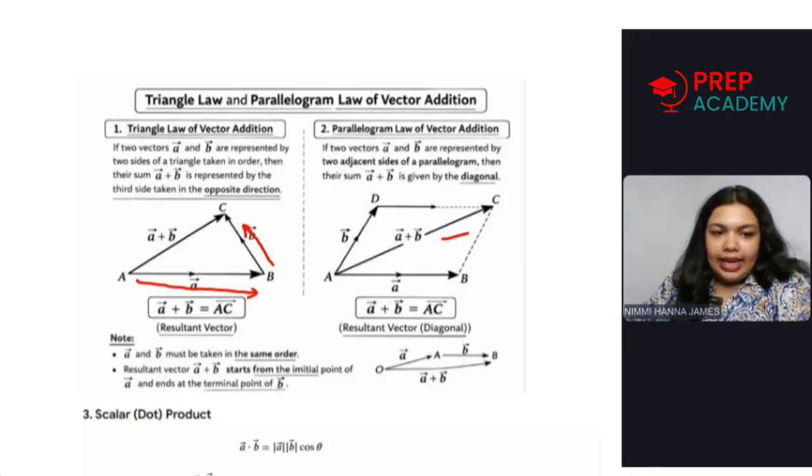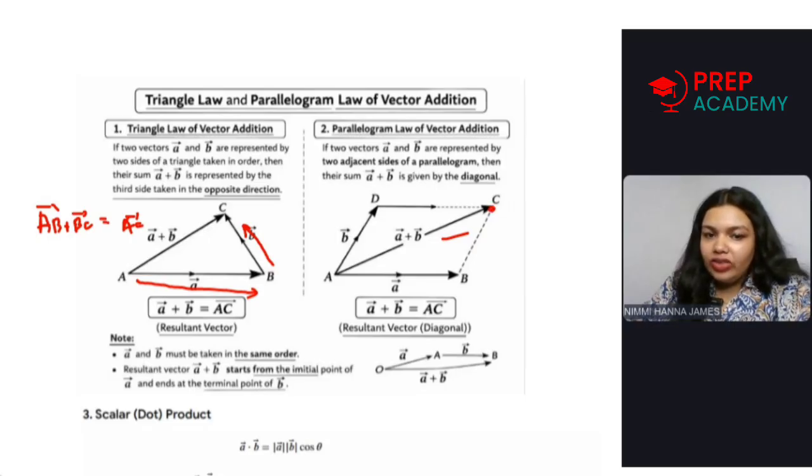So A to B and then B to C. That is AB plus BC is the same as AC. And in the case of a parallelogram, if we want to reach AC, we can go from A to B plus B to C, right? AB plus BC gives the AC vector.